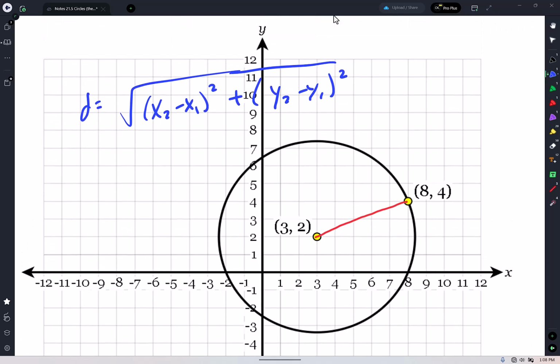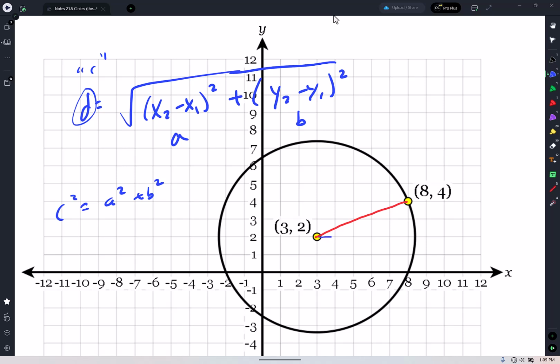This is just a change in x. If you want to call that a, and this is just a change in y, if you want to call that b, and that d, if you want to call it c, quote unquote, then look, if I square both sides, c squared equals a squared plus b squared. That's just Pythagorean theorem. If you want to call the change in x a and the change in y b. So check it out.